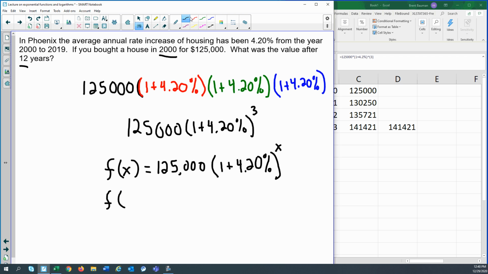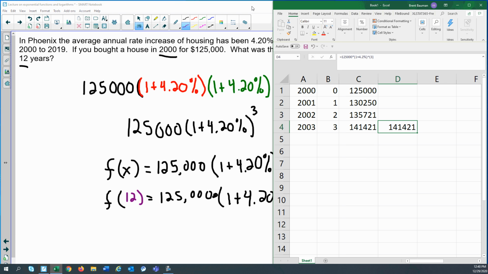So f of 12 should equal 125,000 times 1 plus 4.20%, and we're going to have it raised, put in our Excel notation, to the power of 12, and this should give us our value after 12 years.